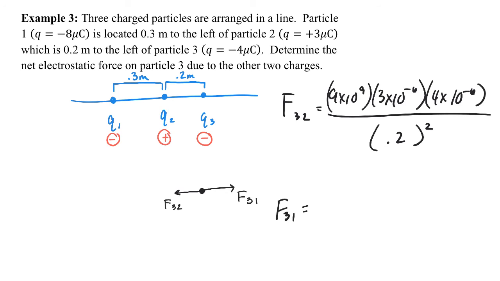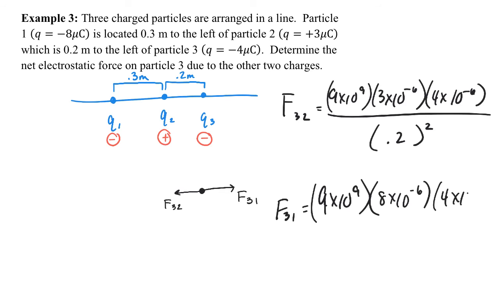And then F31 is 9 times 10 to the 9 times Q1 times Q3. And now the distance between them is going to be 0.5. Okay, if you're not sure where the 0.5 comes from, just look at your diagram right here. Right? 0.3 plus 0.2 is a total distance of 0.5 meters. That's going to go in the denominator now.